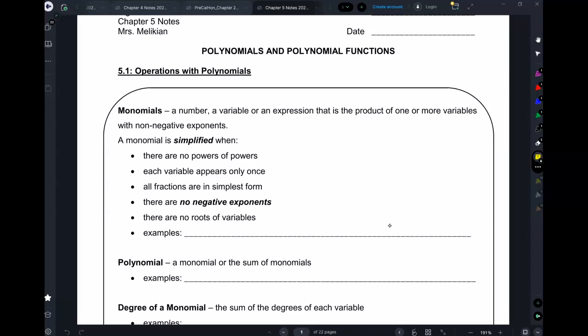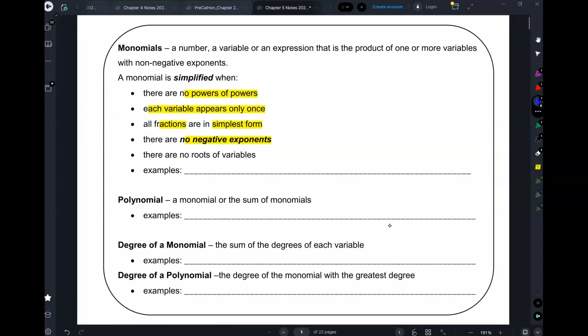So a monomial is simplified when it has no powers of powers, right? So for example, it doesn't have anything like x squared to the power of 3, okay? Each variable appears only once. All fractions are in simplest form. There are no negative exponents, that's a big one. And there are no roots of variables and so on, right?